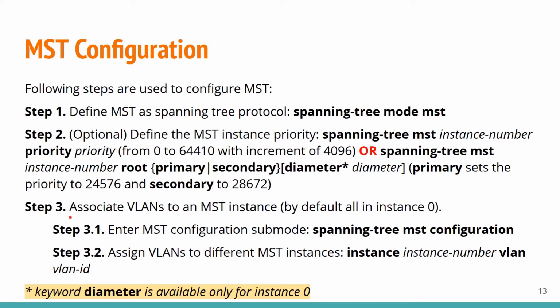Step number 3. Associate VLANs to an MST instance. By default, all VLANs are in instance 0. So first you need to enter MST configuration submode with the command spanning-tree mst configuration, and then assign VLANs to different MST instances with the command instance, the instance number, then vlan with the VLAN ID.